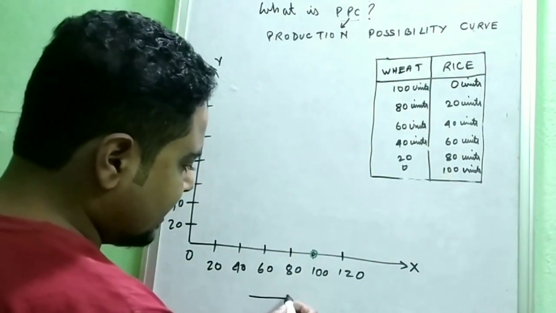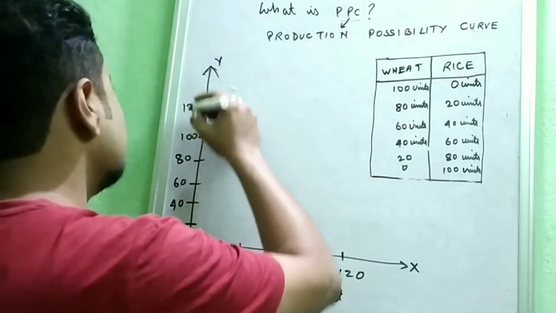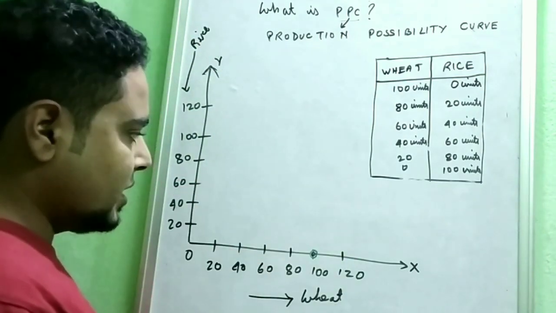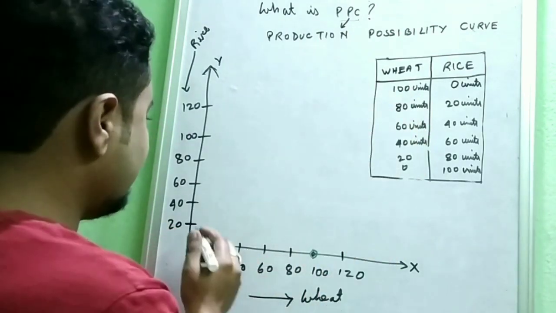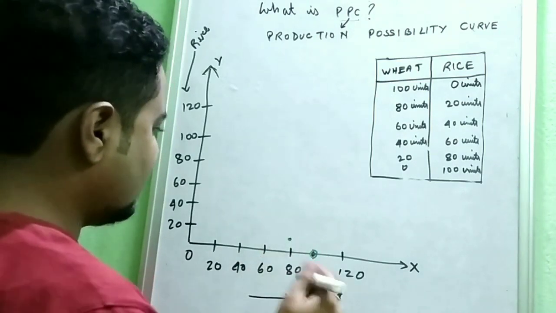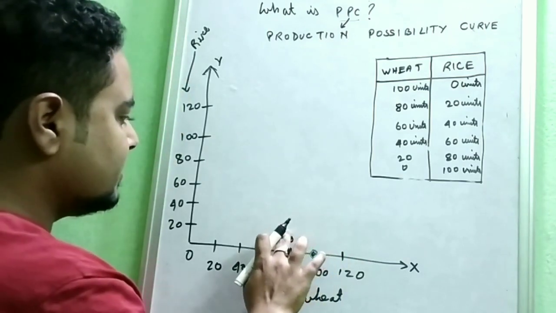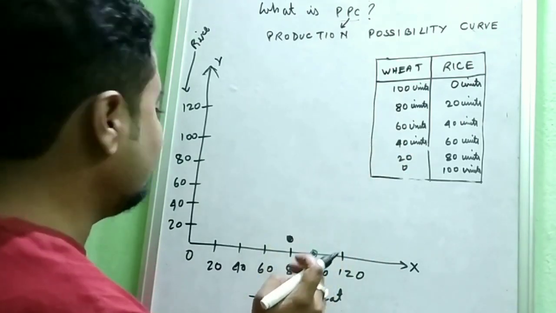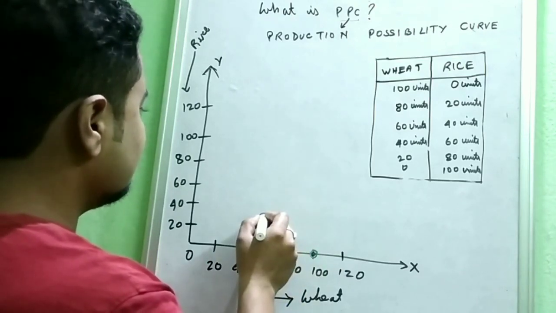Now for your simplicity or better understanding, I will write this here as wheat and this as rice. As there is no space, I will write it here, rice. Okay. Now our second point plotting, that is 80 and 20. So our point will come somewhere around this. Okay. Now next, that is 60 and 40. So 60 is here and 40 is here.